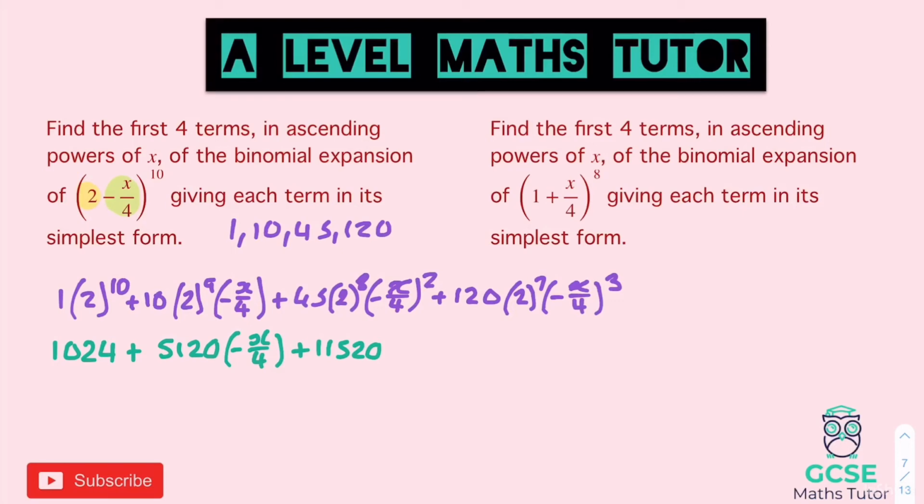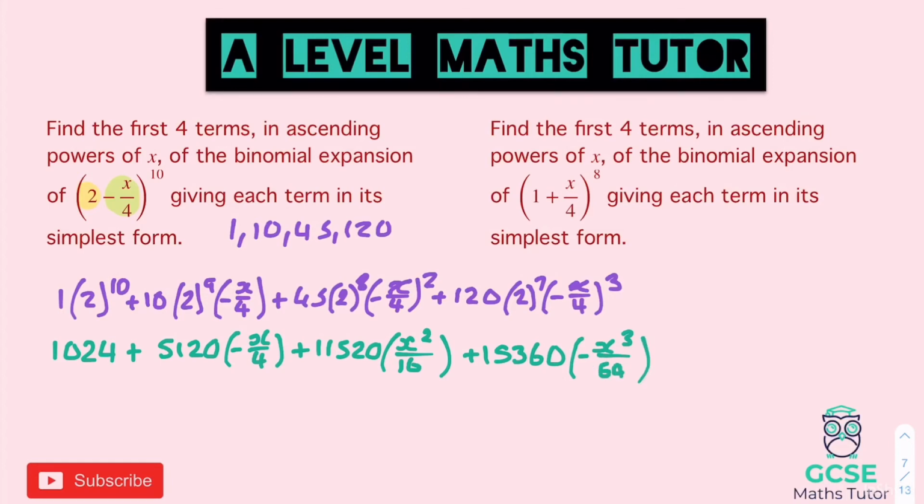So negative x over 4 squared is going to be positive x squared over 16, because it's negative being squared. So we have x squared on the top, and 4 times 4 is 16 on the bottom. There we go. 120 times 2 to the power of 7 is 15,360. And then in the bracket there, negative as it's being cubed, x cubed on the top, 4 cubed is 64 on the bottom.